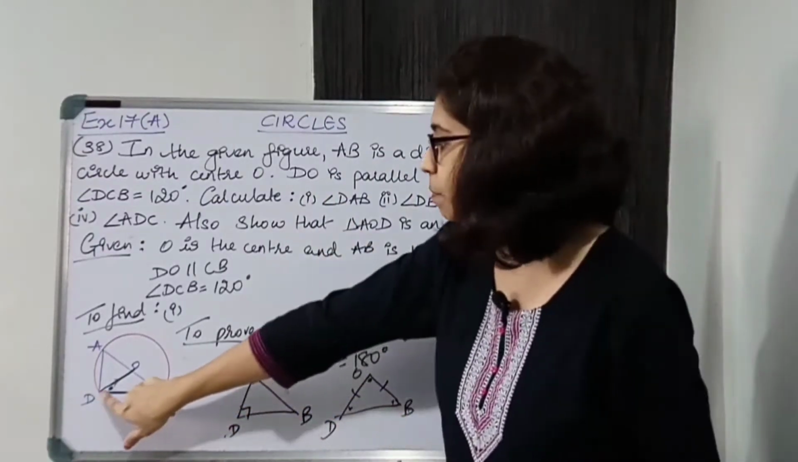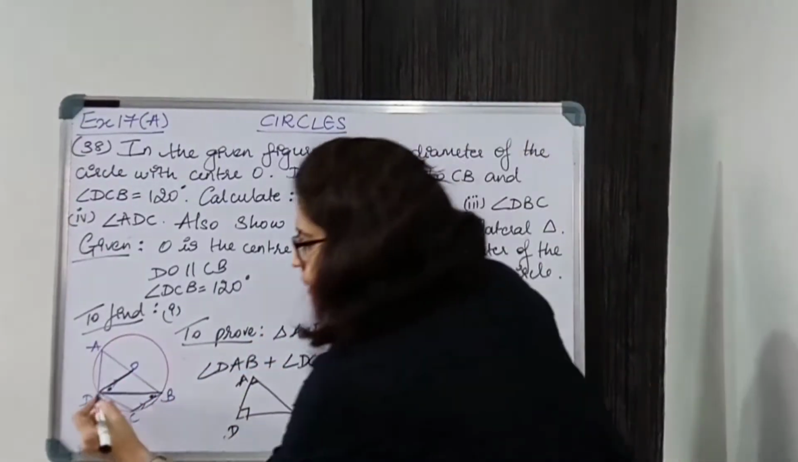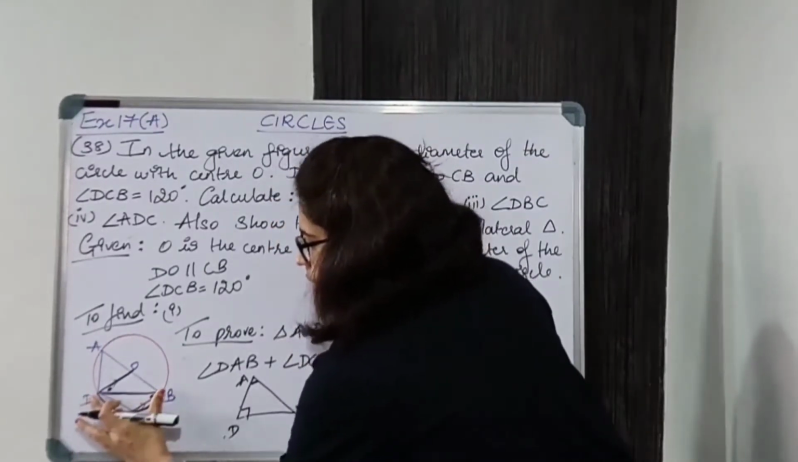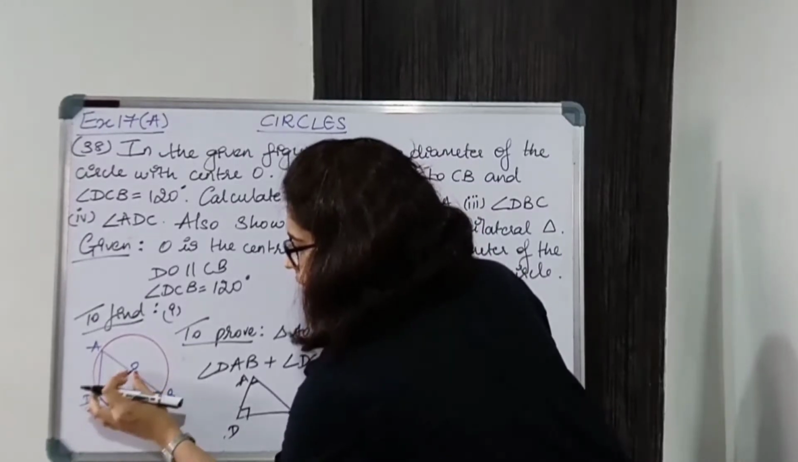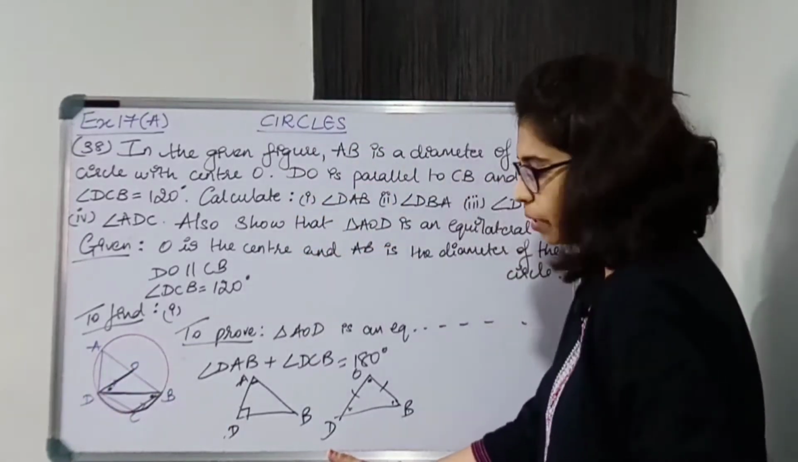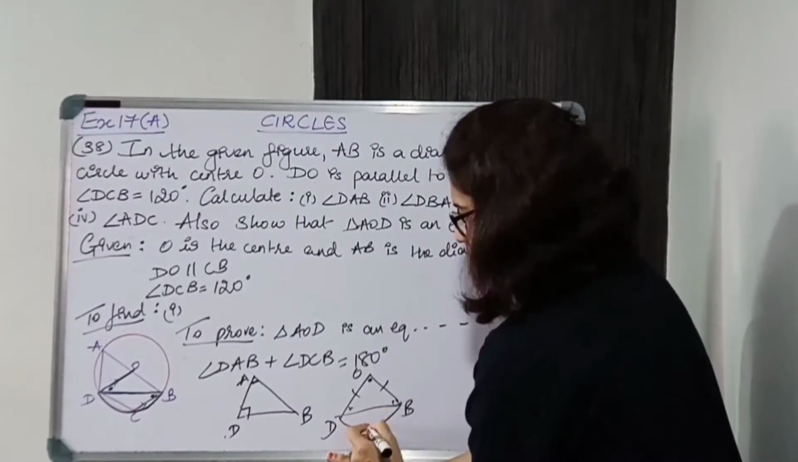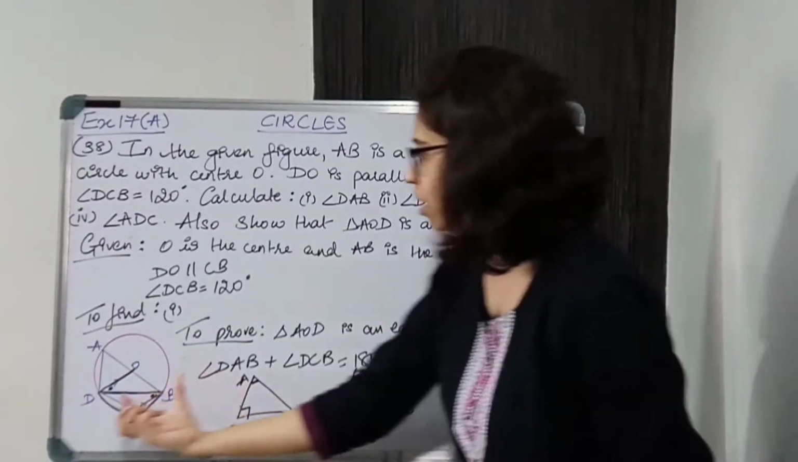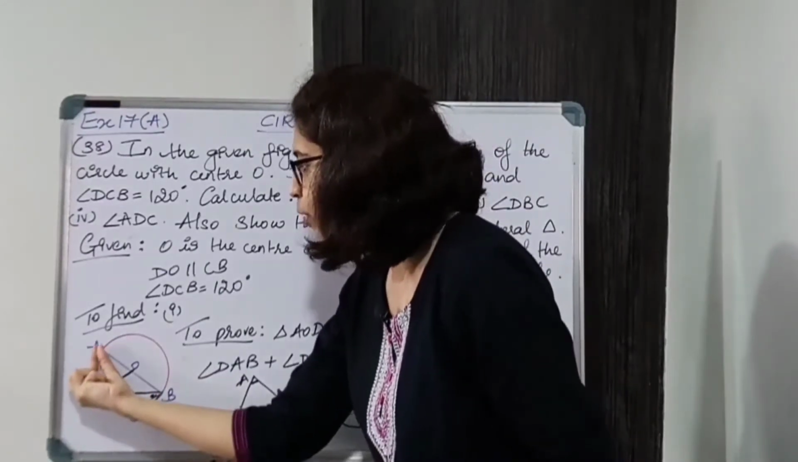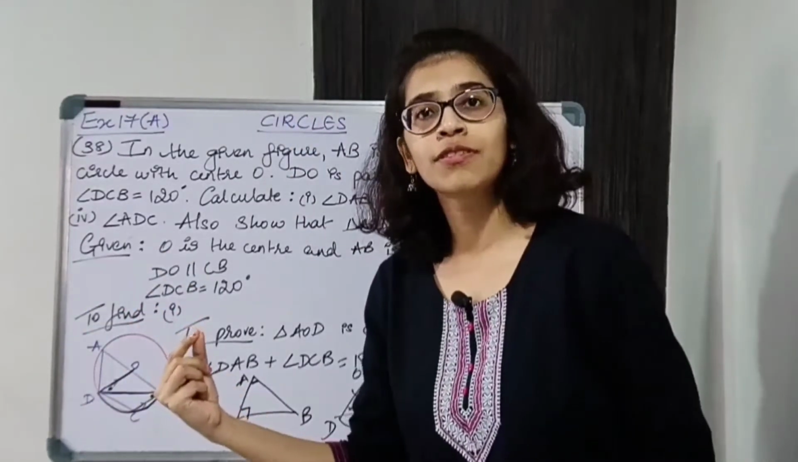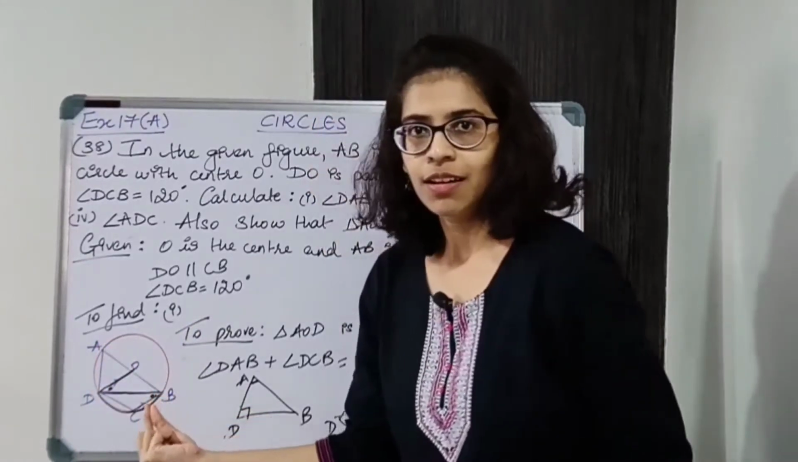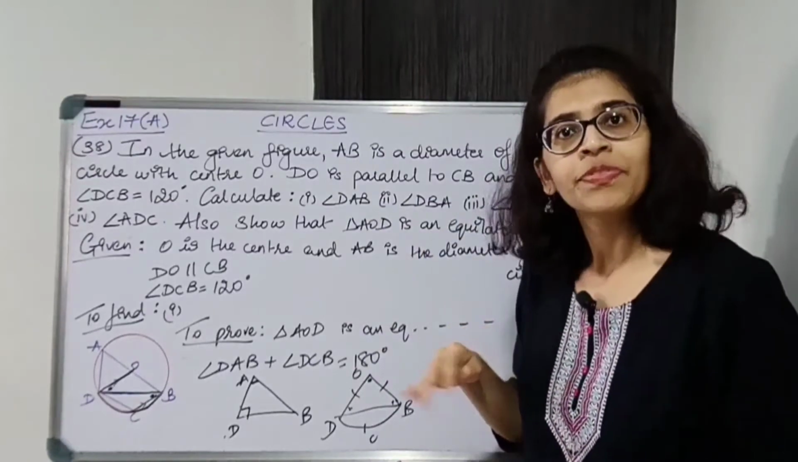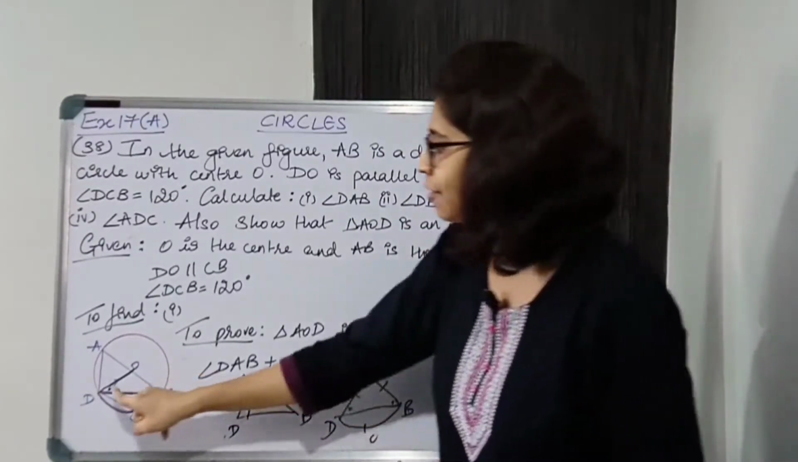DOB is the angle subtended at the center by this arc. This arc is subtending this angle at the center, DOB. Okay, DCB. Now this arc is also subtending one more angle at the circumference, DAB. I know DAB. I will find it in the first part. Once DAB is known, then I can find DOB.